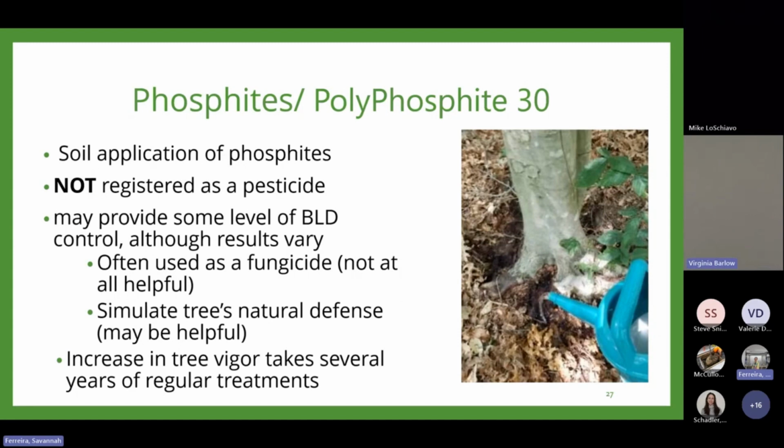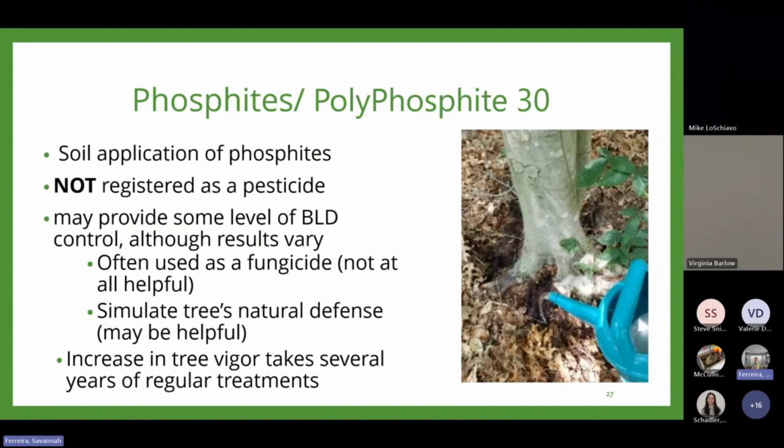So the first is phosphites or polyphosphite 30. This is a potassium fertilizer that's used as a fungicide. Ohio researchers have been treating beech trees that are infested with beech leaf disease with this fertilizer and have been able to note a decrease in nematode populations and an increase in health and vigor over 5 years compared to untreated trees. Trees in this experiment did not have beech bark disease, which is something most Vermont beech trees unfortunately do have. Other scientists who have replicated their experiment have had pretty considerably differing results.